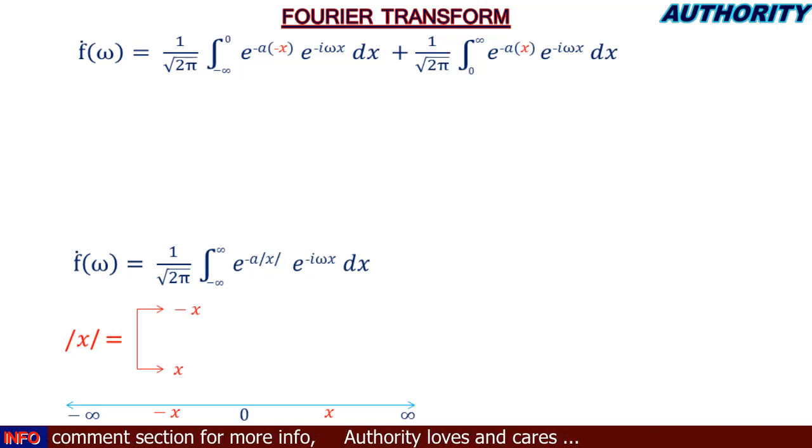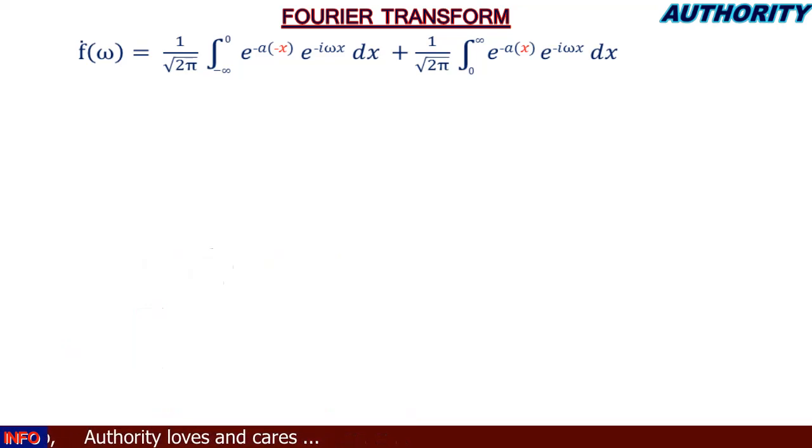And when we say from negative infinity to 0, what are we talking about? We are talking about the value of x when it is negative, or the function of x when it is negative. So we have e raised to the power of minus a. In place of x now, we have what? Negative x. Then multiply by e raised to the power of minus i omega x dx. This is the first part.